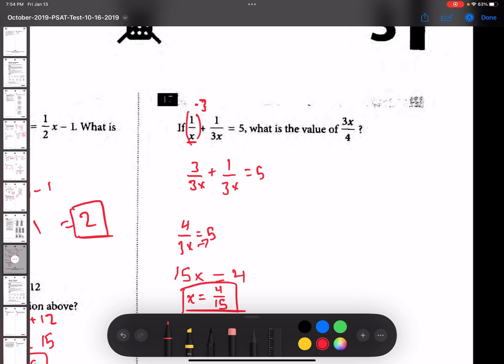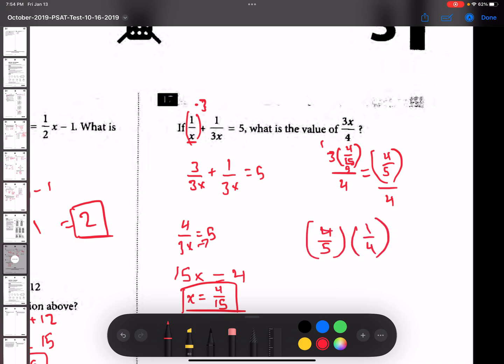Okay, now we have 3x over 4. So 3 times 4 over 15, divided by 4, that should give us 4 over 5 divided by 4. So that means 4/5 times 1/4. We find the reciprocal. That should give us 1/5 as our answer.